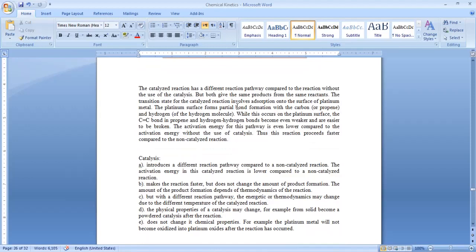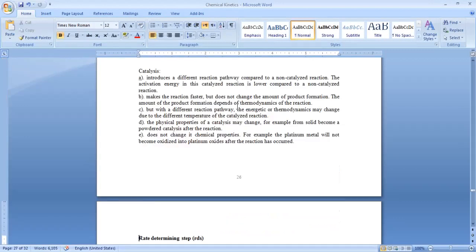Catalysis makes the reaction go faster, but it does not change the amount of product formation. The amount of product formation depends on the thermodynamics of the reaction. But with a different reaction pathway, the energetics or the thermodynamics may change due to different temperature of the catalyzed reaction. So when you have a different reaction pathway, of course, the energetics will change. So it still depends on thermodynamics, because there is a new reaction direction with the use of a catalyst.